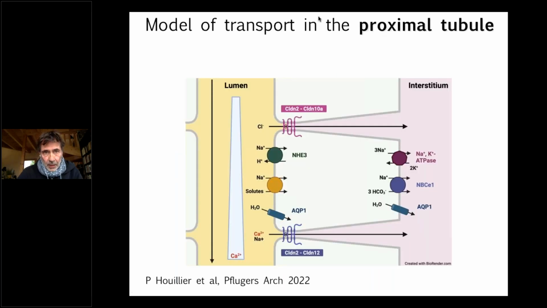The model of calcium reabsorption in the proximal tubule is that the reabsorption of sodium and water concentrates calcium in the lumen and creates a concentration difference that promotes calcium reabsorption across the paracellular pathway. But the paracellular pathway also has to be permeable to calcium, and it is permeable because one claudin, a specific protein of the tight junction expressed in the proximal tubule, claudin 2, is expressed and gives the paracellular pathway a specific permeability to calcium.